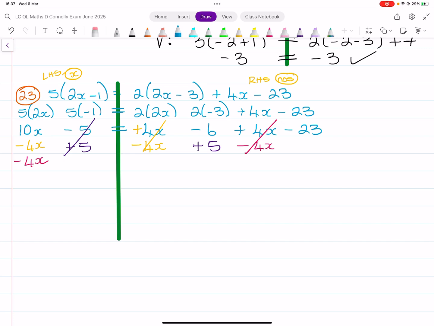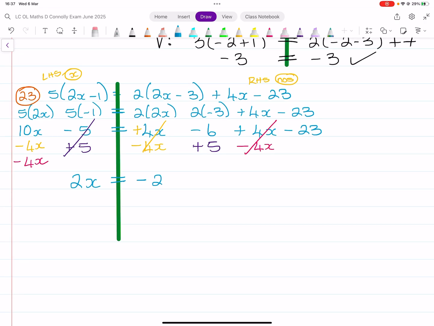So, tidy up. On the left, we have 10 minus 4 minus 4. That's 2, and it was the x family. And on the other side, I have minus 6 plus 5 minus 23, which is minus 24. I want to separate this away from the 2. So we divide by 2 to cancel the 2. But if we divide by 2 on the left, we have to divide by 2 on the right. So x equals minus 24 divided by 2, again, straight into my calculator, and I'm getting minus 12.